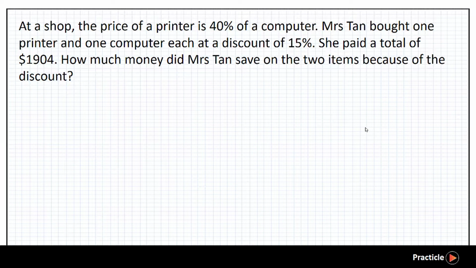Hi there. Let's look at this question on percentages, alright? At a shop, the price of a printer is 40% of a computer. So it looks like we are comparing two items in this question, correct? A printer and a computer. Now what do we know about them? The price of a printer is 40% of a computer.